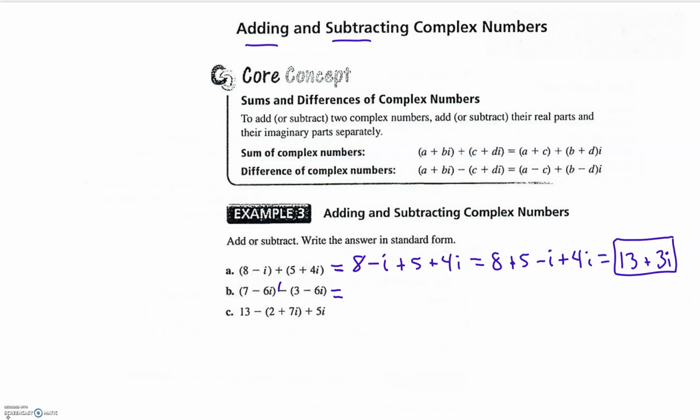Okay, this is a subtraction problem. See that subtraction sign? So the difference of the two complex numbers. So we have the real part of 7, imaginary part's -6. And then we're going to subtract. So remember that negative needs to distribute.